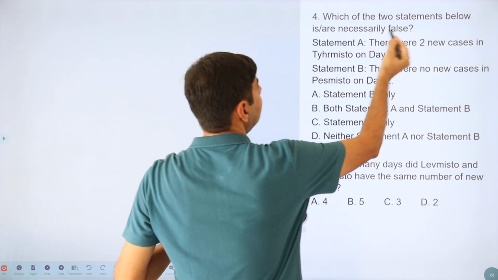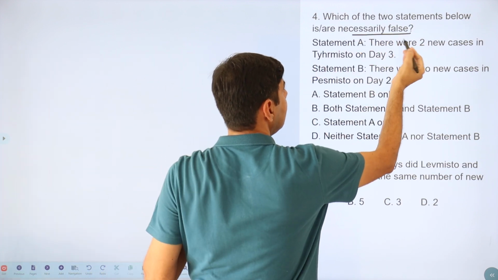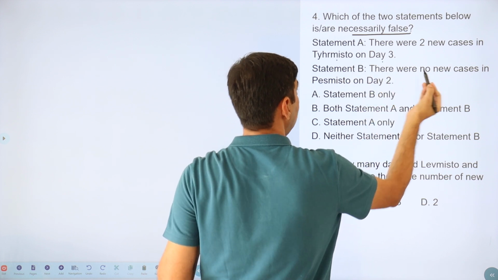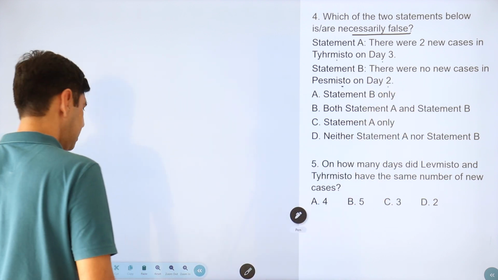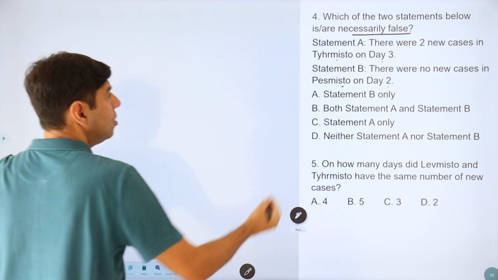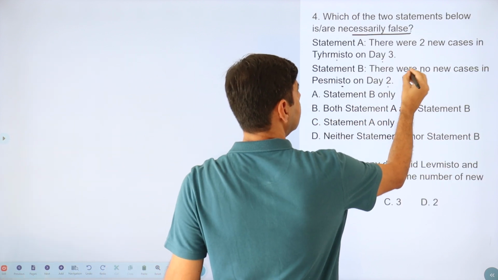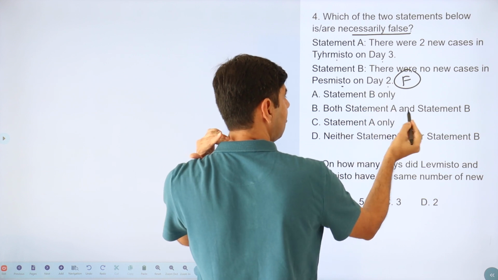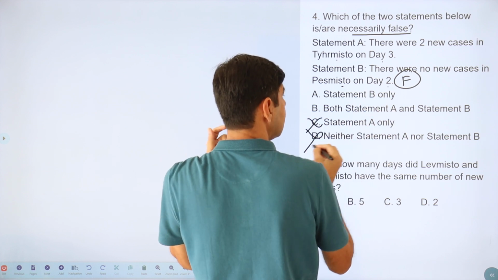Okay. Which of the two statements below are necessarily false? There were 2 new cases on T on day 3. No new cases on day 2. We just answered that. No? That was day 3. So we know this is false. Okay. So that has to be false. So statement B has to be false. So this is not my answer, this is not my answer.